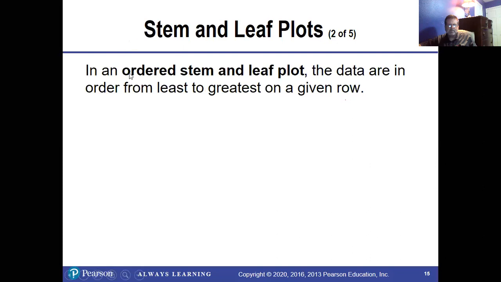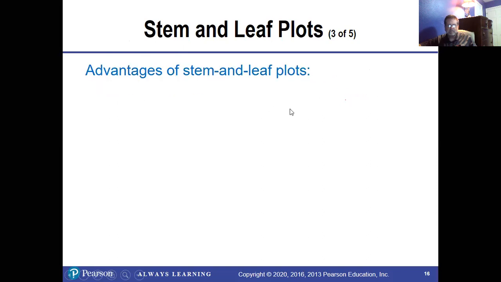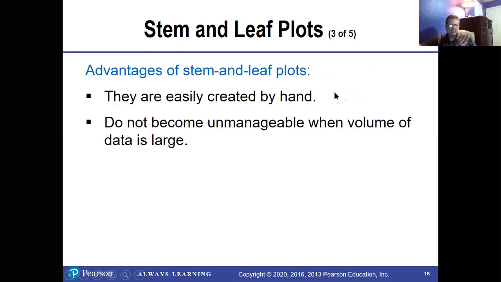All right, so in an ordered stem and leaf plot, the data are ordered from least to greatest in a given row. We talked about that. Advantages of stem and leaf plots: they're easily created by hand. I did them all the time before computers.